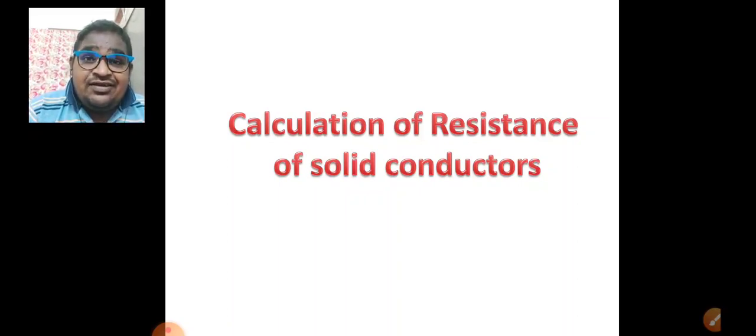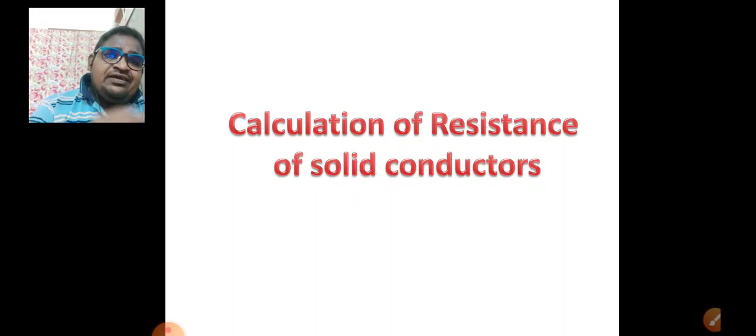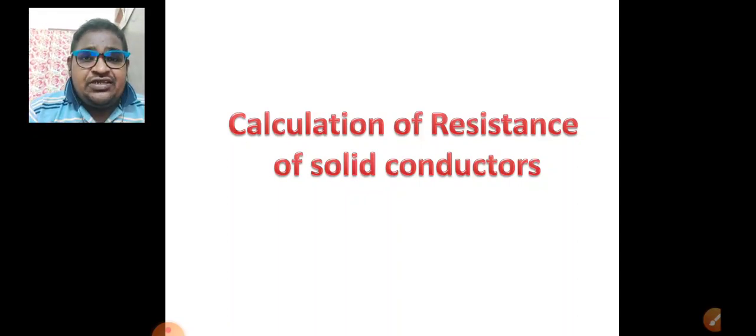How much current is drawn by the transmission line? That is, the current transmitted through the transmission line totally depends on the resistance of the wire, or the resistance of the transmission line. So hence it is required to find the resistance of the transmission line. Okay.